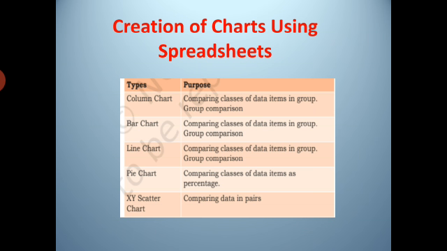The various types of charts available in Excel are column chart: this chart compares classes of data items in groups. Bar chart: again this chart compares classes of data items in groups. Line chart: compares classes of data items in groups. Pie chart: comparing classes of data items as percentages. XY scatter chart: comparing data in pairs.